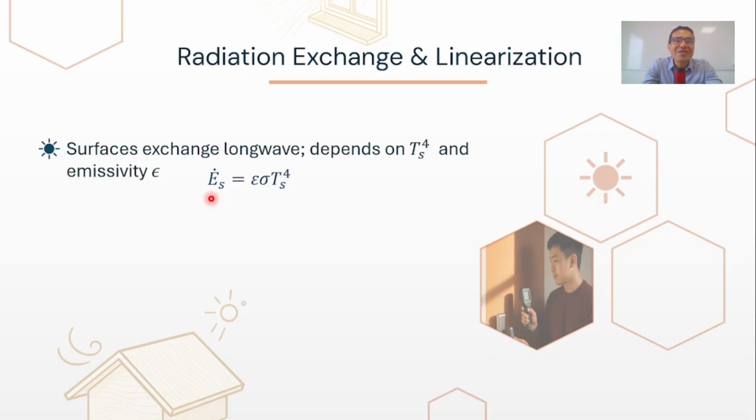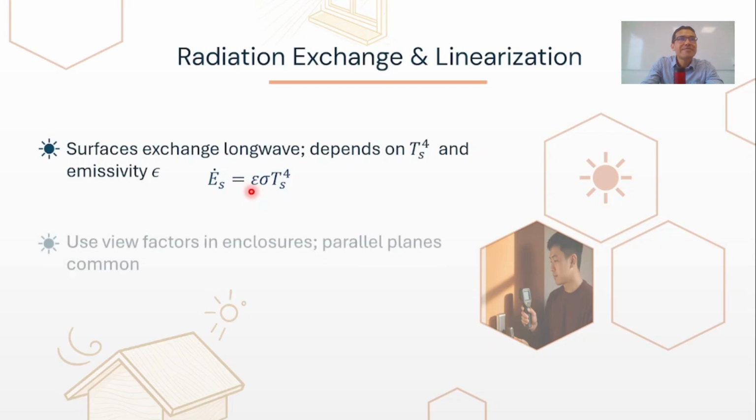The amount of radiation depends on the surface temperatures raised to the fourth power, that you can see here, the sigma, and the emissivity, that is this epsilon here. Emissivity is a measure of how well a surface can radiate, and it's also related to how well it absorbs energy.